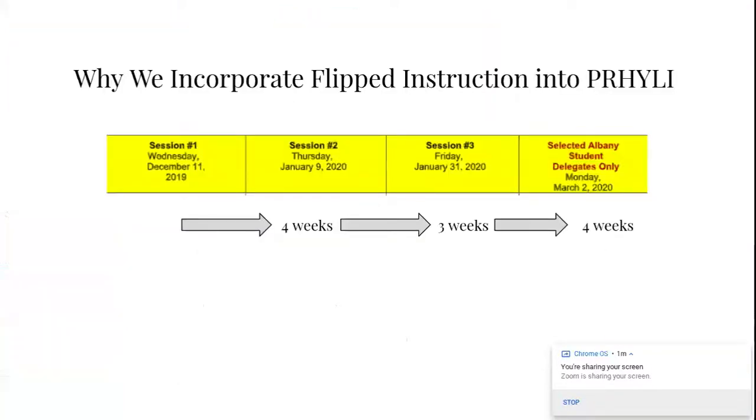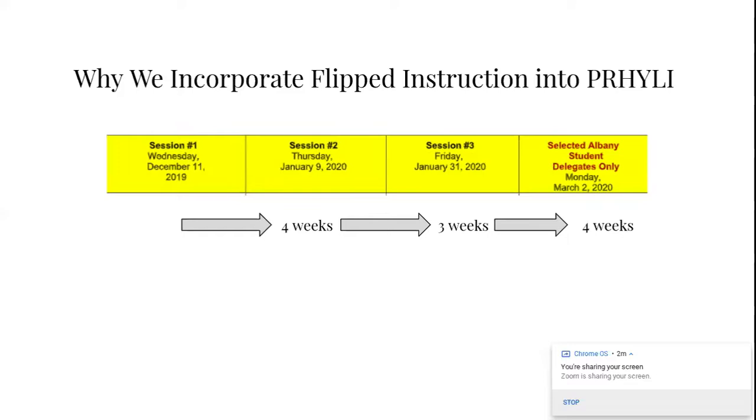Well, let me just go on and show you. There's a lot that we have to cover, right? And it's in the span of 3 months. However, in those 3 months, we only meet once. Our first session happened December 11th. Between the first and second session, there was a 4-week span. So there was a lot of time that we could be preloading or reviewing material.